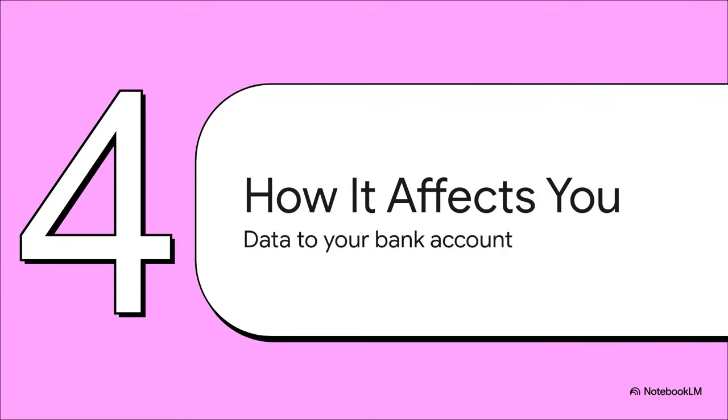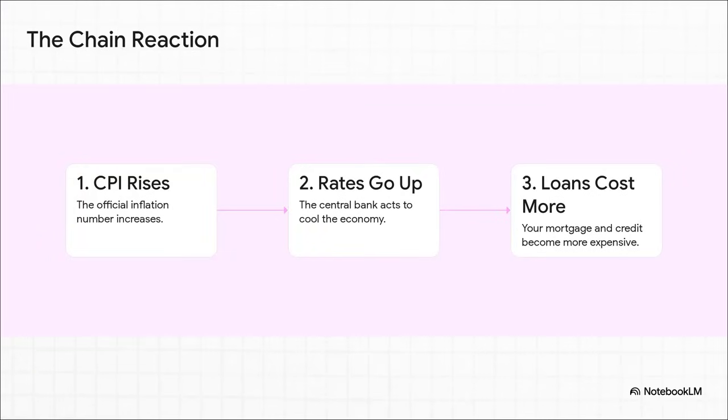Okay, so this is all interesting theory, but why does any of this actually matter to you, to your wallet? Well, it's because one of these numbers, the CPI, has a direct and really powerful impact on your personal finances. Think of it like a chain reaction or a set of dominoes. First, the official consumer price index goes up. That gets the central bank worried about inflation getting out of control. So, to cool things down, what do they do? They raise interest rates. And boom, the final domino falls. Your mortgage, your car loan, any credit you have, it all just got more expensive.